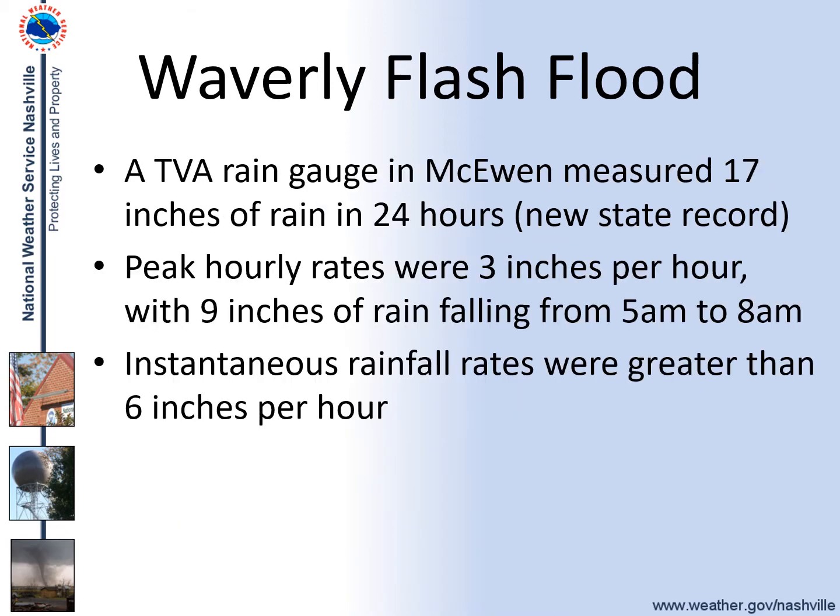A rain gauge operated by TVA in McEwen measured 17 inches of rain in 24 hours. This amount is a new state record. It also recorded peak hourly rates of 3 inches per hour, and it recorded that for 3 hours from 5 a.m. to 8 a.m. So 9 inches of rain fell during that time frame. And it also showed instantaneous rainfall rates were greater than 6 inches per hour.